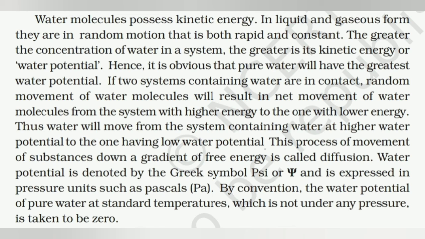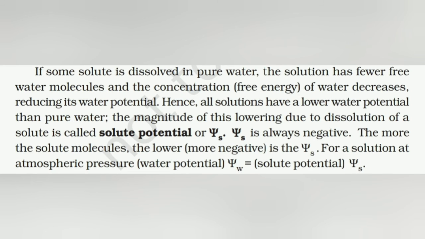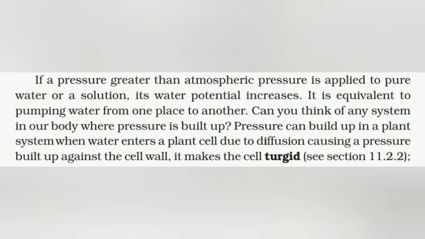By convention, the water potential of pure water at standard temperature, which is not under any pressure, is taken as 0. So the water potential of pure water is 0. If some solute is dissolved in it, the solution has fewer free water molecules and the concentration of water decreases, reducing its water potential. Hence, all solutions have lower water potential than pure water. So the magnitude will be negative. So solute potential psi S is always negative. The more solute molecules, the lower is the psi S. For a solution at atmospheric pressure, psi W is equal to psi S.